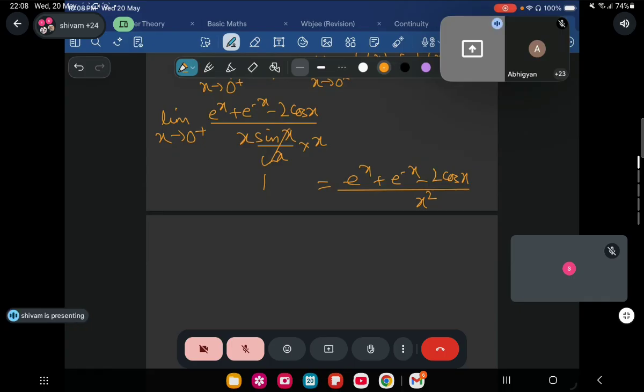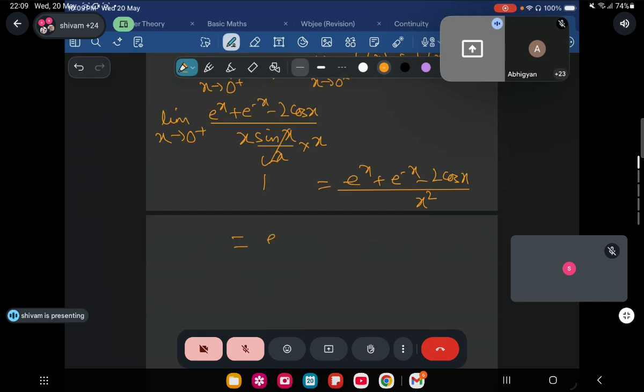Abhigyan, how many times do I need to differentiate? 3 times. Why 3 times? Sir, can you repeat the question? How we have to use L'Hopital. You know the concept of L'Hopital, right? So how many times do I need to differentiate? One time. Will it be enough?